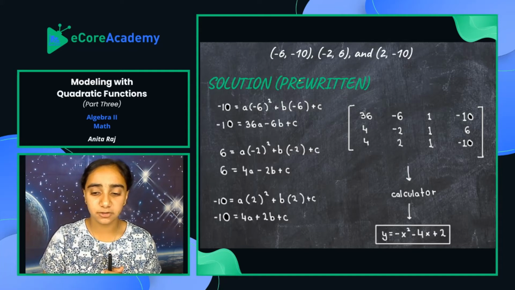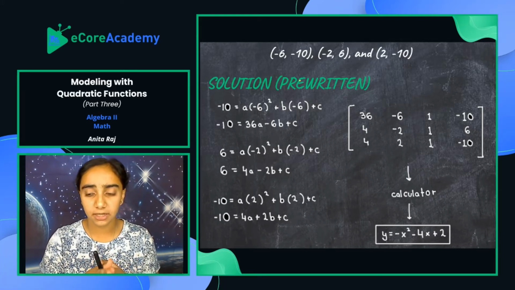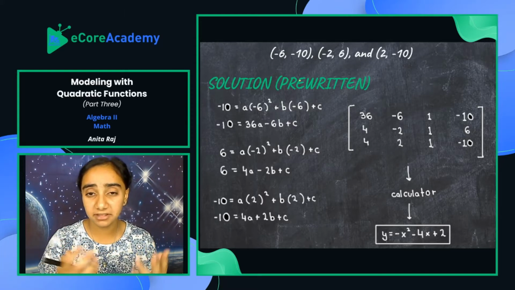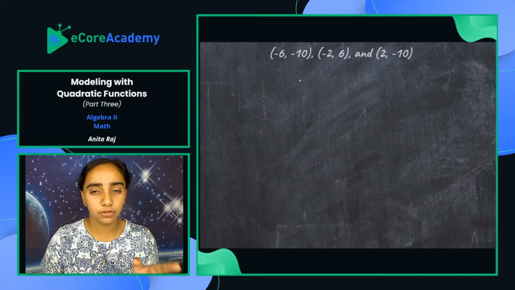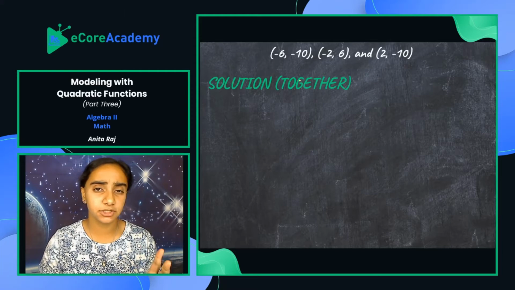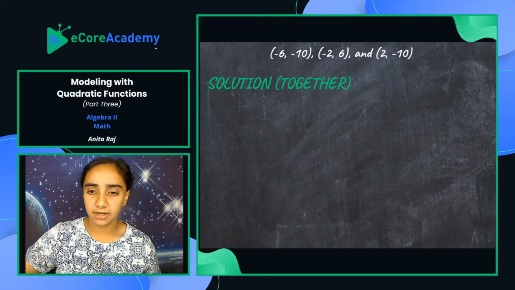Okay, let's move on to the next slide. Again, I'm just going to be going over exactly what's written on this slide, along with showing you how to incorporate the calculator to do a lot of the heavy lifting of this problem solving for you. Okay, let's go to the next slide. The 3 coordinates are written at the top of the screen. Again, we're going to be doing this solution, but instead of having it pre-written, we're doing it together. So let's do that right now.